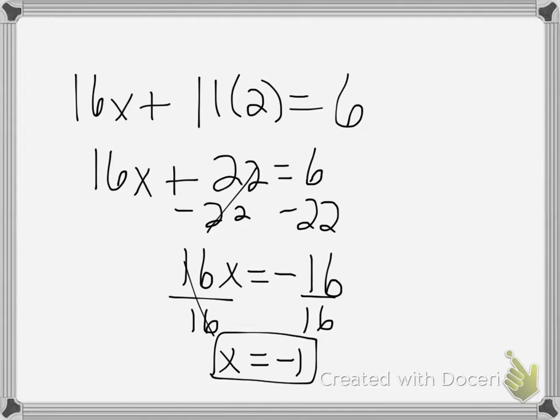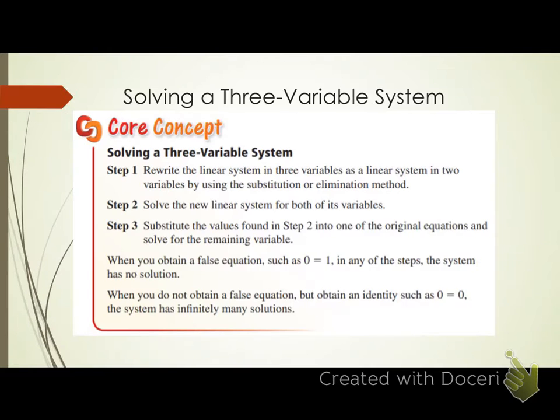That's the end of step 2. I solved my new linear system for both of its variables. Step 3, I now have to substitute the values found in step 2 into one of my 3 original equations to solve for my remaining variable. To solve for y. Okay?